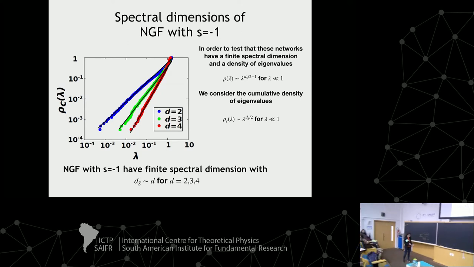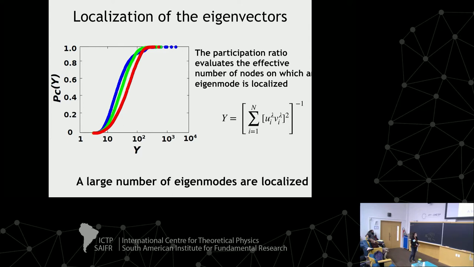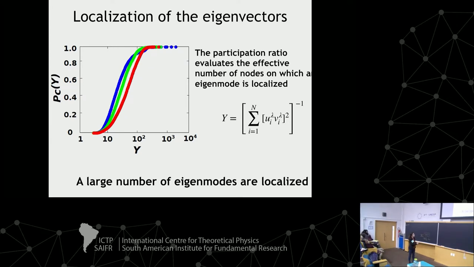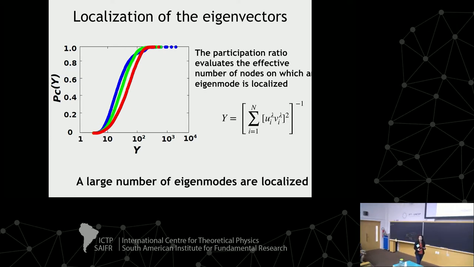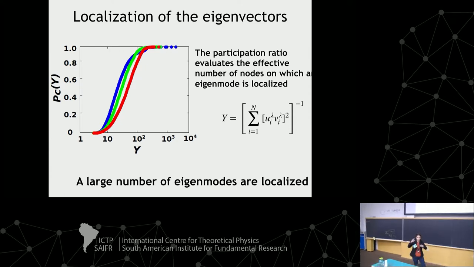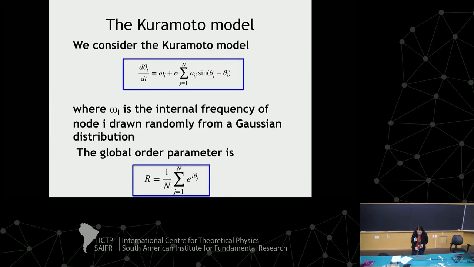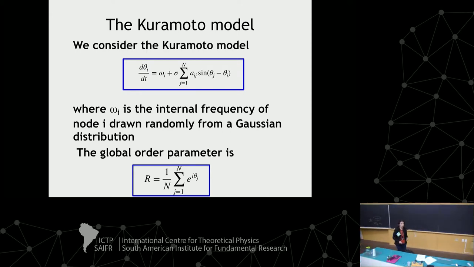But actually, surprisingly, if we look at the eigenvectors and in how many nodes they are localized, and we use here a participation ratio to measure that, here we have a network of 10^4 nodes, and we measure that roughly half of the eigenvectors are localized in less than 100 nodes. So there are a lot of eigenmodes that are localized in these communities in the structure that are very small. For this reason, we were interested to study the Kuramoto model on top of this structure.